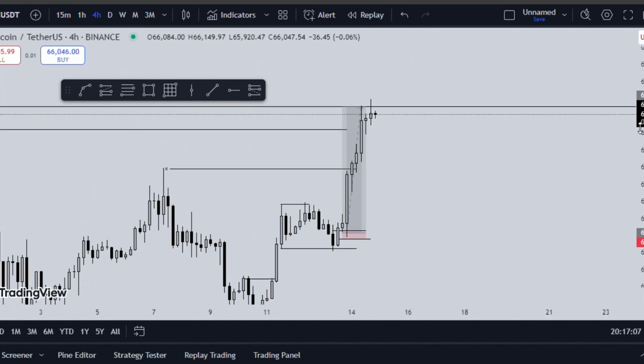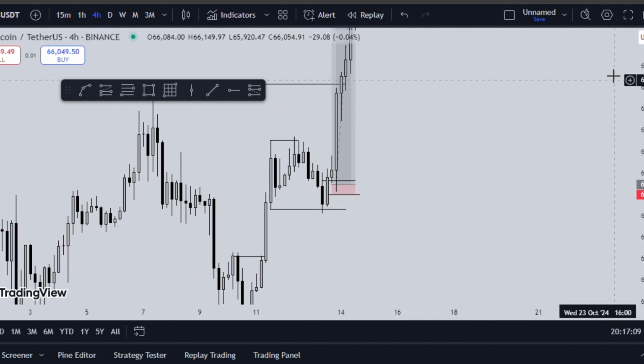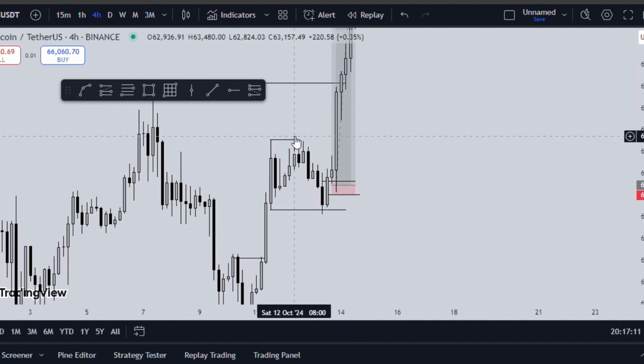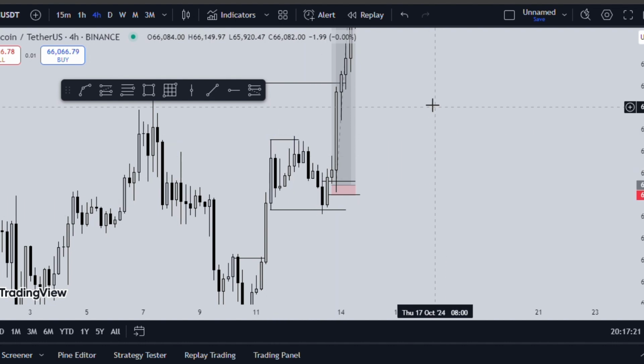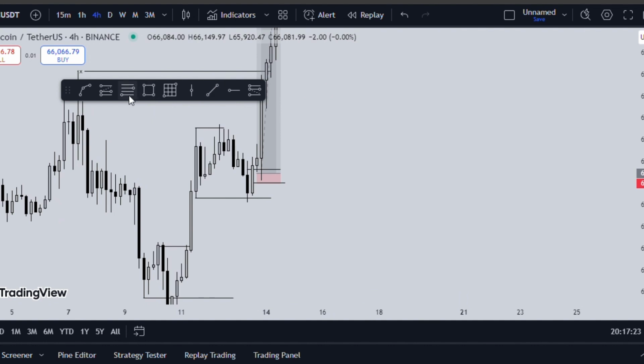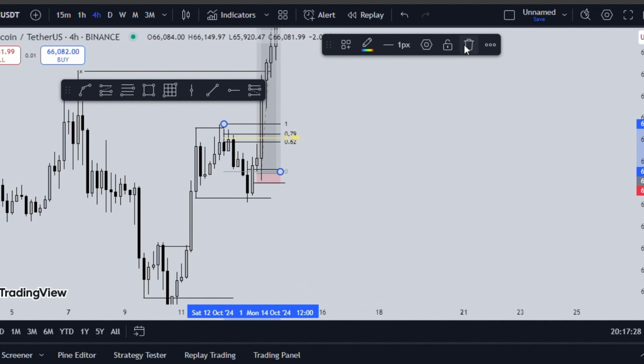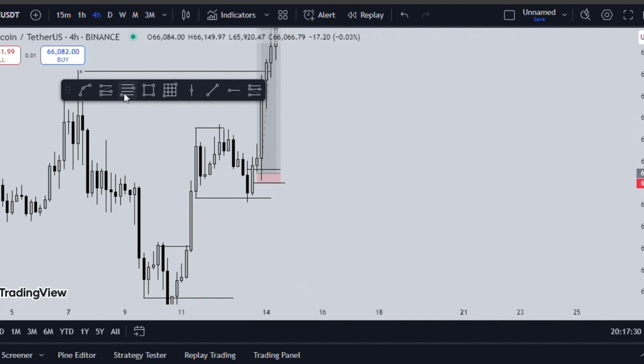I'll send you the before of it. So after I took this high, it came down to take this low. If you know more about double tap, you call this a double tap. So it took this high, then it came to take this low. Then I drew my OTE for my entry.